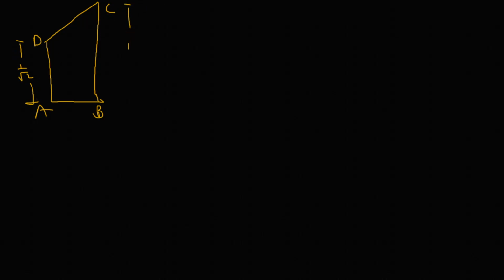Now we need to find it for quadrilateral ABCD. We have this A, B, C, D. This length is 1 by root 2 and this length is going to be 1 and this distance is pi by 4. So as AD and BC are perpendicular to the x-axis, we can say that AD is parallel to BC. Therefore we can say that ABCD is a trapezium.